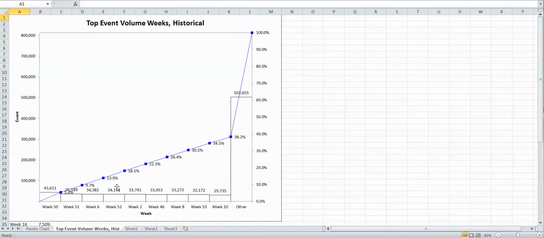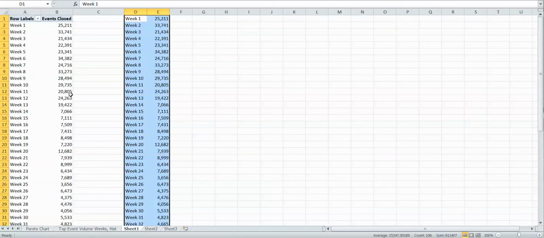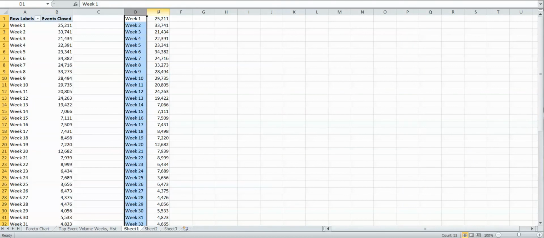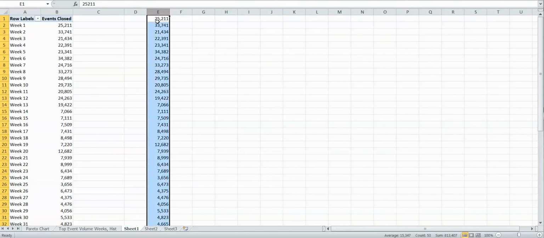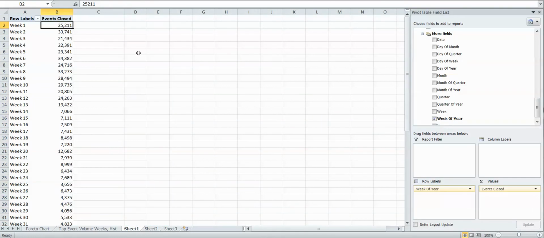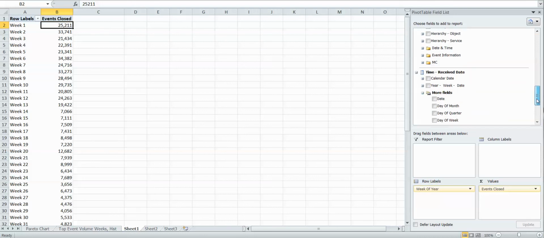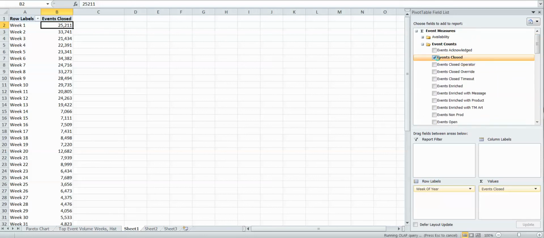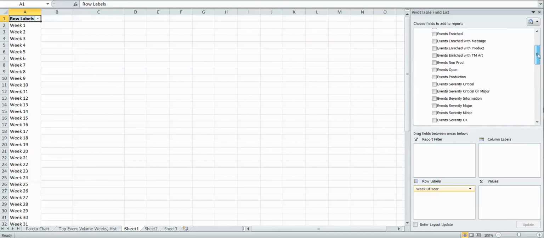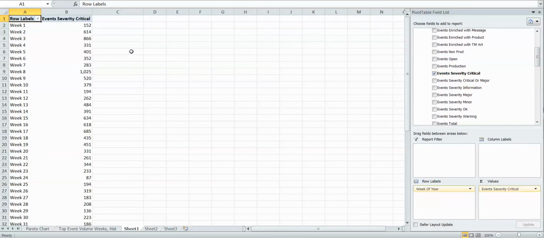So that updates our chart, and now you can see we have the busiest weeks of the year for IT operations, week 50, 51, 6, 52, etc. So it picks those out, and that makes up 34.5% of your incident volume. Pretty quick. Next we're going to go back to our raw data, and instead of events closed, let's do critical events instead. That's events with the severity of critical.